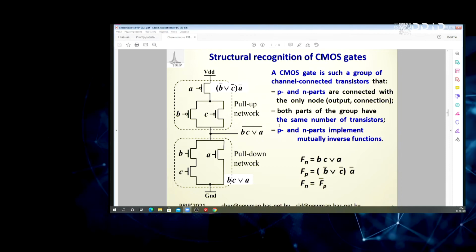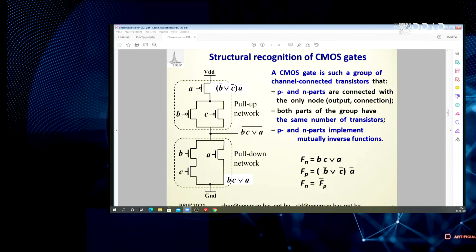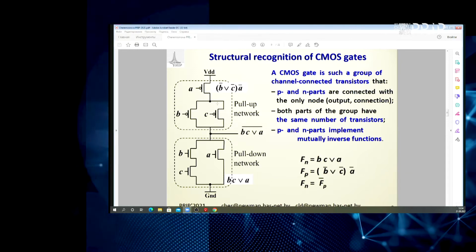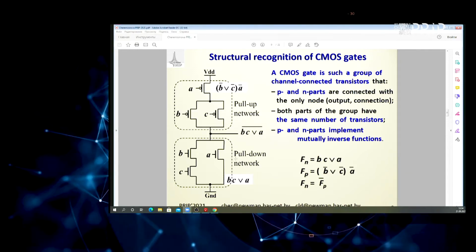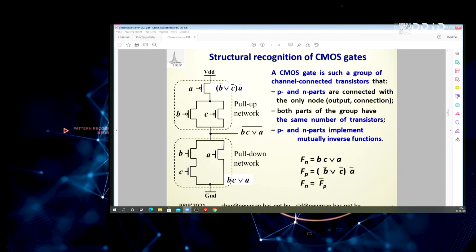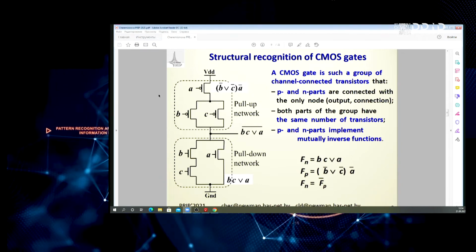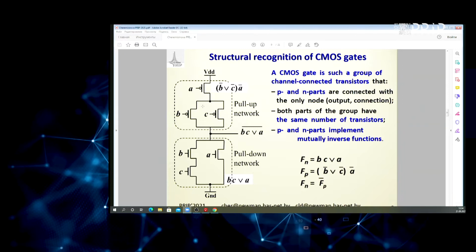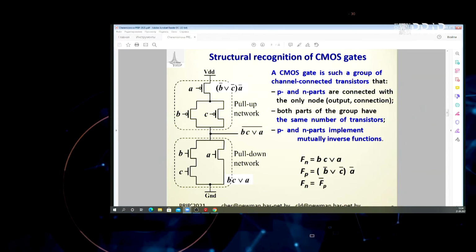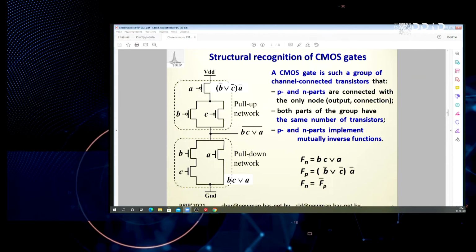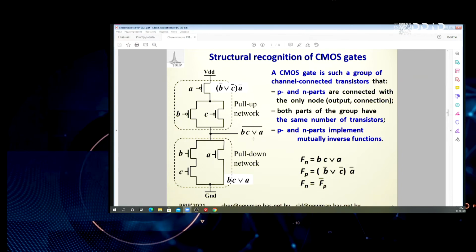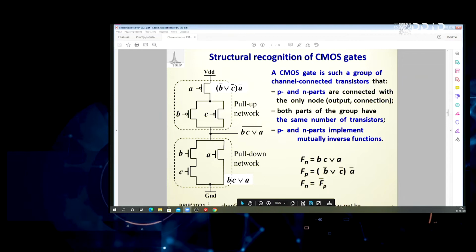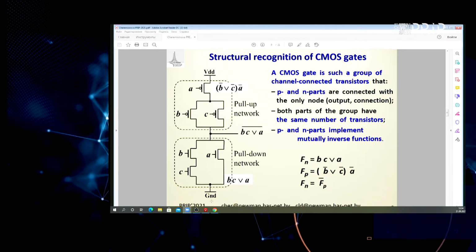A well-defined transistor circuit is a group of two blocks: a pull-down block consisting of NMOS transistors and a pull-up block consisting of PMOS transistors. The blocks are dual, represent dual structures, have the same number of transistors in them, and realize mutually inverse functions.